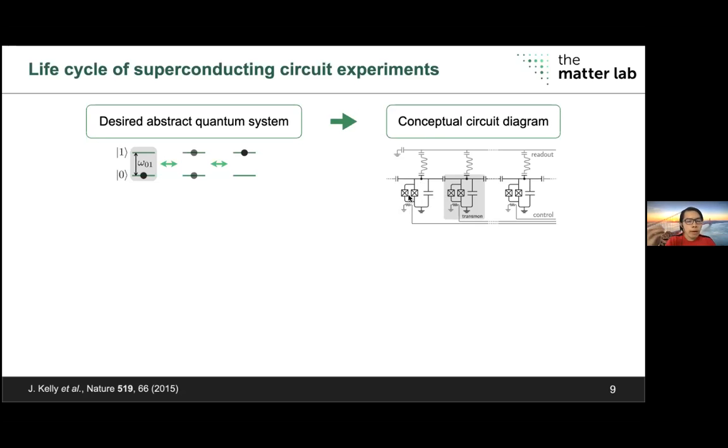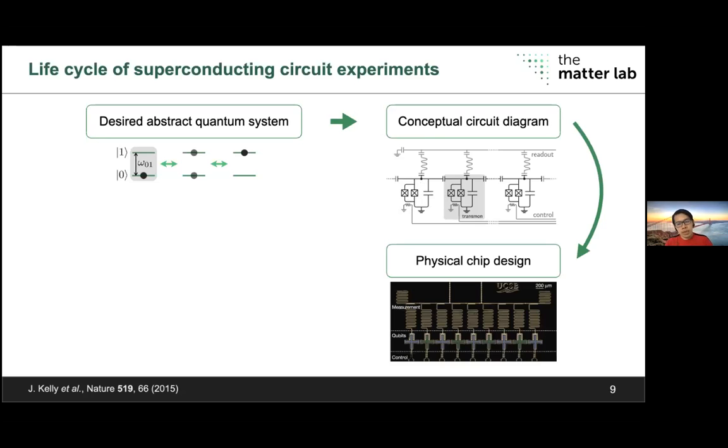When we have that, we ask experimentalists to go and fabricate it in the clean room. That is what you got in John Martinis's 2015 experiment, which was the beginning of this Google experiment. These are called Xmon qubits, and you have these individual Xmons as we draw in this circuit diagram here.